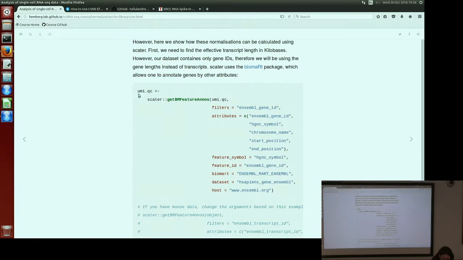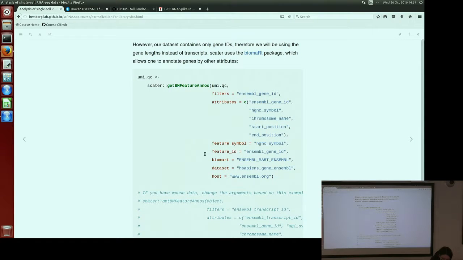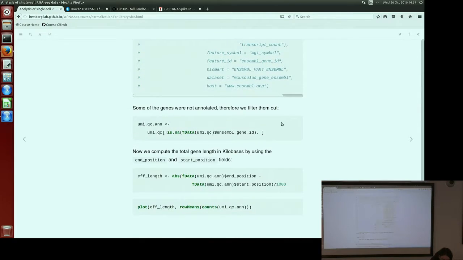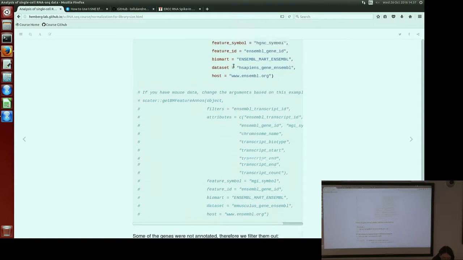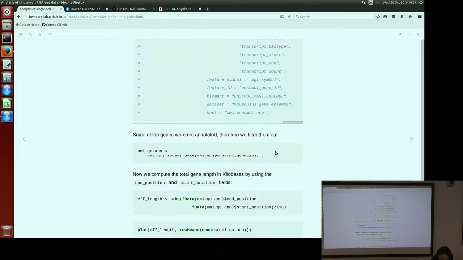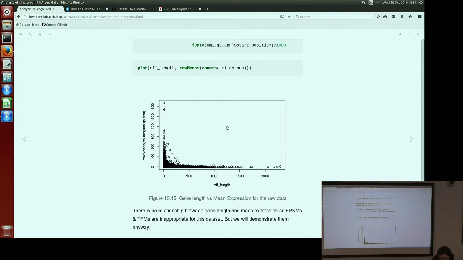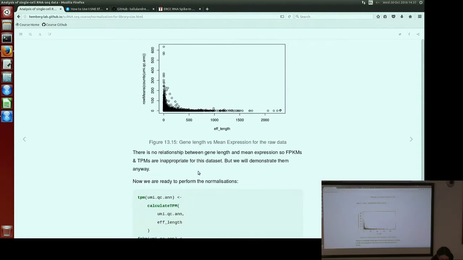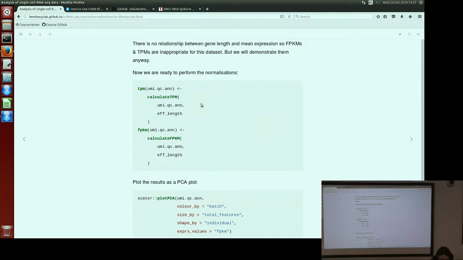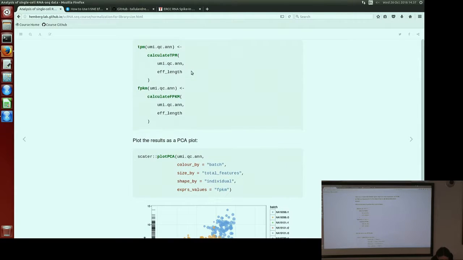But if you want to try doing it after the fact, these are the commands to do it. So first we have to go get the gene length for each gene using this command to access Ensembl BioMart. And then we have to make sure we're only considering those genes where we have annotations in Ensembl, which we're doing here. Then we calculate the gene length according to Ensembl, and then we plot the two to see that there's no relationship. And then we can use that effective length to do transcripts per million and calculate FPKMs, again using Scater, that are already implemented for us.